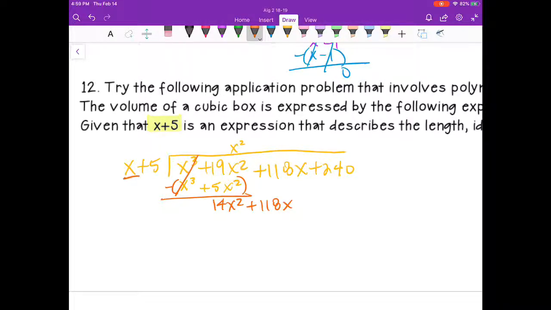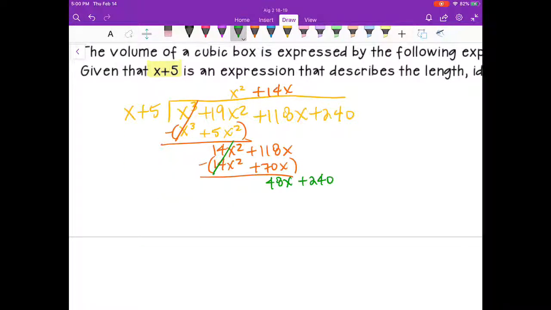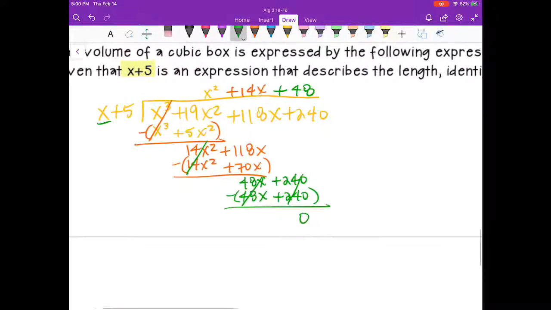What do I have to multiply x by in order to get 14x squared? That'd be 14x. 14x times x, 14x squared. 14x times 5, that's going to give me 70x, excuse me. And I subtract. Those cancel. 118 minus 70 gets me 48x. Bring down that plus 240. I must have to multiply by 48, right? 48 times x gets me 48x. Thankfully, 48 times 5 is also 240. So when I subtract, I have a remainder of 0.